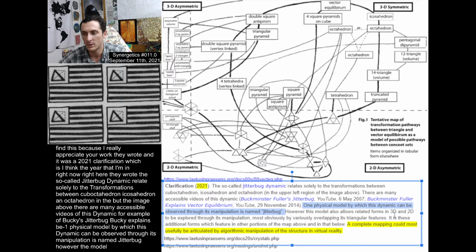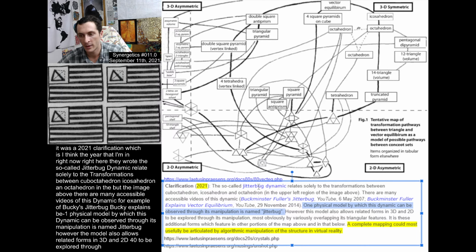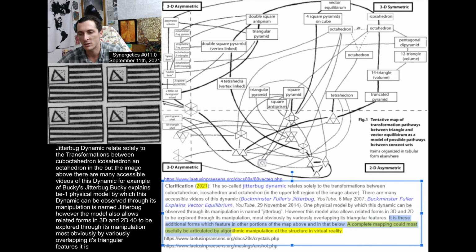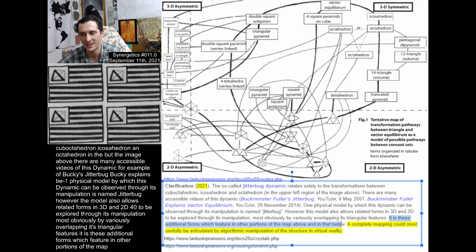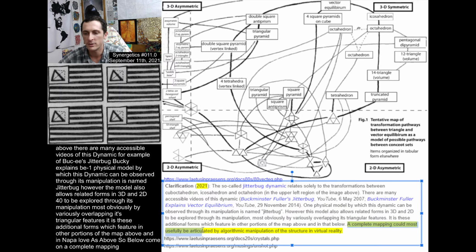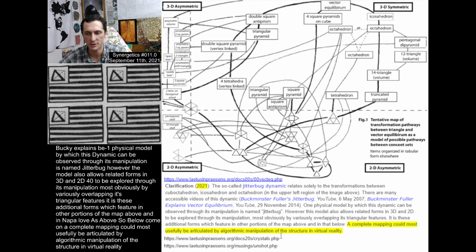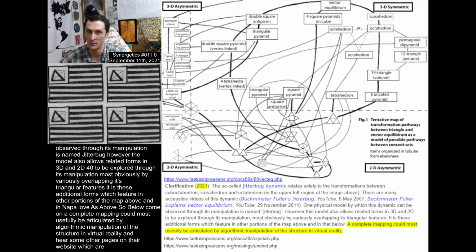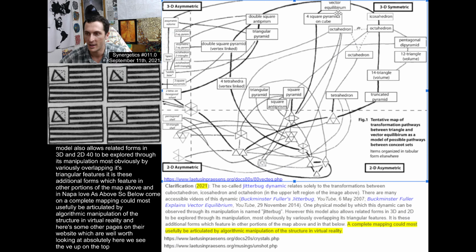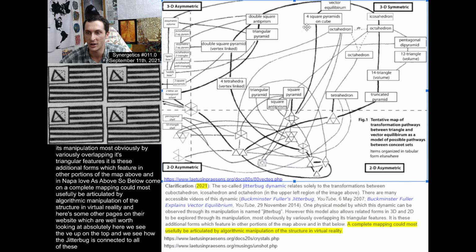However, the model also allows related forms in 3D and 2D, 4D, to be explored through its manipulation, most obviously by variously overlapping its triangular features. It is these additional forms which feature in other portions of the map above and in that below. As above, so below. Come on. A complete mapping could most usefully be articulated by algorithmic manipulation of the structure in virtual reality. And here's some other pages on their website which are well worth looking at. Absolutely. Here we see the VE up on the top, and we see how the jitterbug is connected to all of these shapes and how they flow in and out of each other.